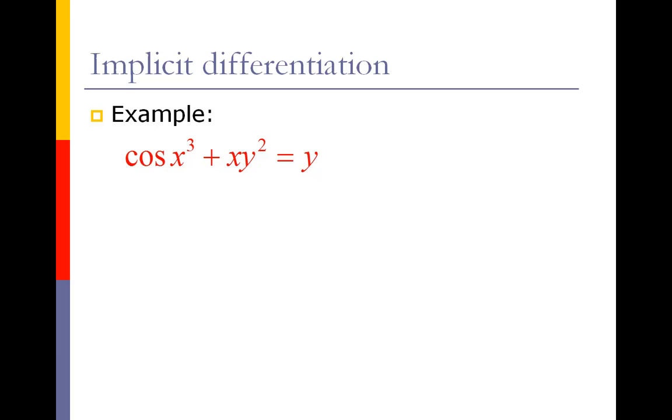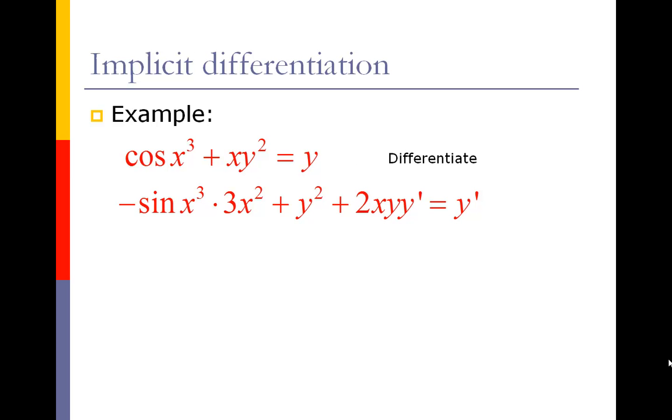So instead we're going to leave the equation as is, and we're going to differentiate left and right hand side by using regular differentiation rules plus the chain rule whenever y is involved. If we differentiate it, this is what we're going to get. Let's notice how this works. We have a cosine of x cubed. Well, that's easy. We use the chain rule there, which gives us minus sine of x cubed times the derivative of the inside, which gives us 3x squared.